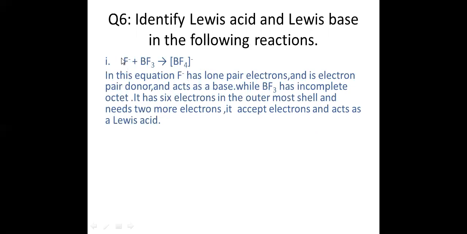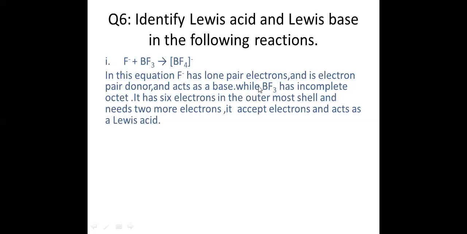because I told you before that a Lewis base has the identification that it will have a negative sign, or one of the atoms will contain a lone pair of electrons. So this negative sign or anion shows that it is a Lewis base, which can donate an electron pair. So in this equation, fluoride ion has lone pair electrons, and it has a negative charge, and it is an electron pair donor, so it will act as a Lewis base.